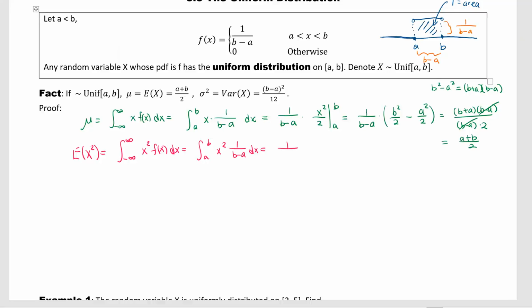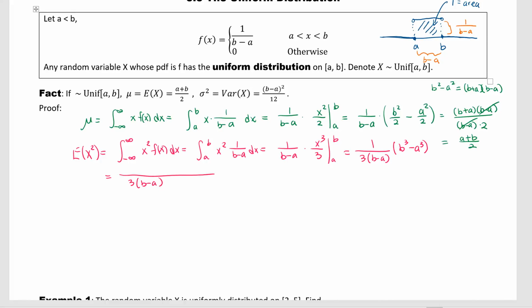We can still pull the constant out. What is the integral of x squared? Well, x cubed over 3, right? Evaluate from a to b. And then we have 3 times b minus a, and then at the top we have b cubed minus a cubed. Do you know how to factor it?